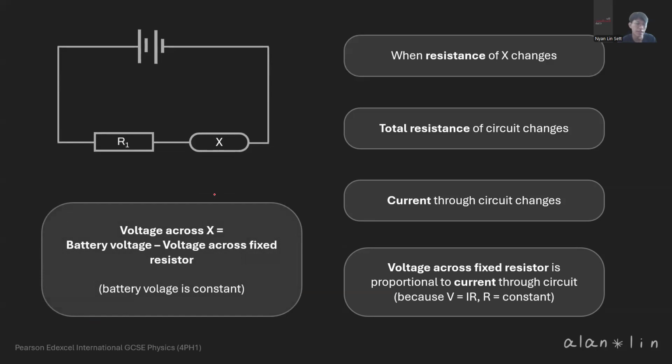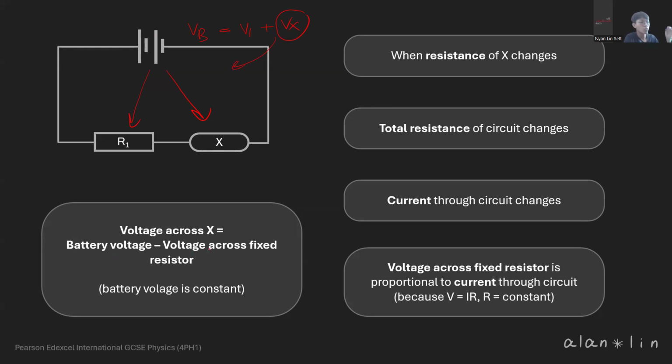Now, in a series circuit, we know that the voltage of the battery is shared between its components. So the voltage across the battery, let's call it VB, is going to be equal to the voltage across the fixed resistor, plus the voltage across X. So if we want the voltage across X, it is going to be VB minus V1. Battery voltage minus the voltage across the fixed resistor.